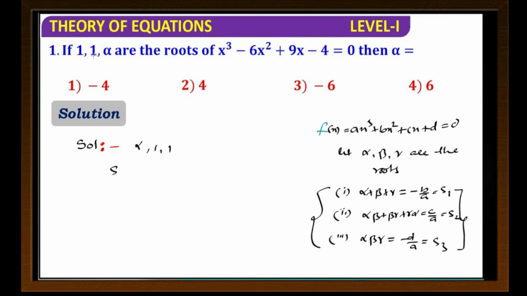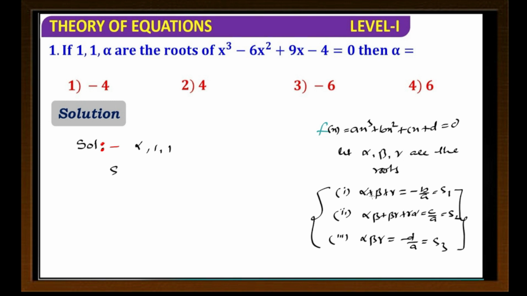First question is, if 1, 1, alpha are the roots of x cube minus 6x square plus 9x minus 4 equals 0, then find the value of alpha. So given, if you compare with third degree equation, that is cubic equation, f of x equals ax cube plus bx square plus cx plus d equals 0, cubic equation means three roots are there. So let alpha, beta and gamma be the roots.